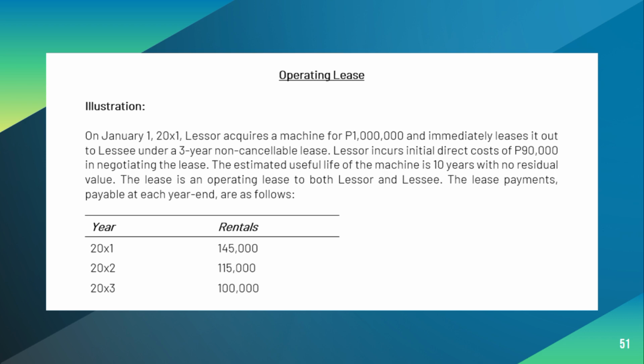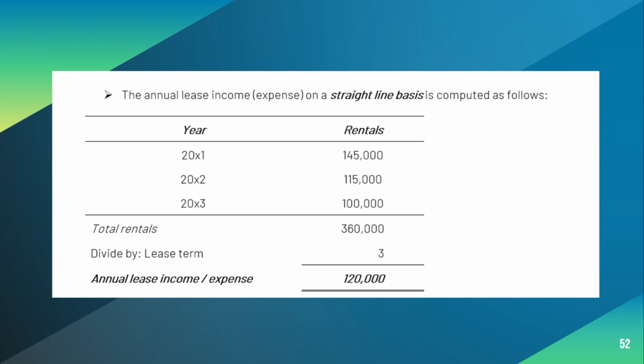The lease payments payable at each year end are as follows. In the first period, the rental is 145,000. In the second period, 115,000, and on the third period is 100,000. Annual lease income or expense is computed on a straight line basis by dividing the total rentals of 360,000 by the lease term of 3 years. This applies to both the lessor and the lessee.